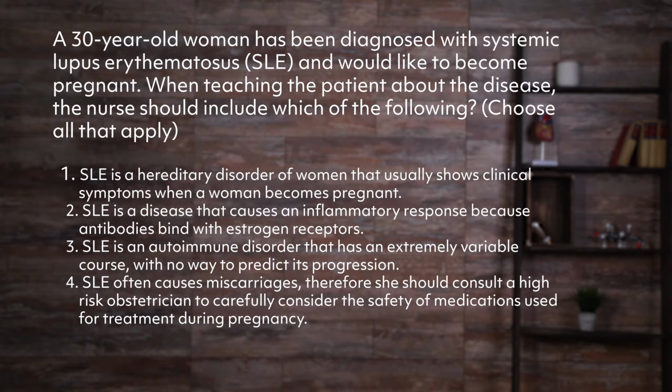Number 1, SLE is a hereditary disorder of women that usually shows clinical symptoms when a woman becomes pregnant. Number 2, SLE is a disease that causes an inflammatory response because antibodies bind with estrogen receptors. Number 3, SLE is an autoimmune disorder that has an extremely variable course with no way to predict its progression. Or number 4, SLE often causes miscarriages, therefore, she should consult a high-risk obstetrician to carefully consider the safety of medications used for treatment during pregnancy.